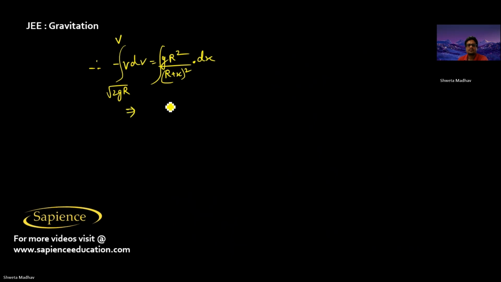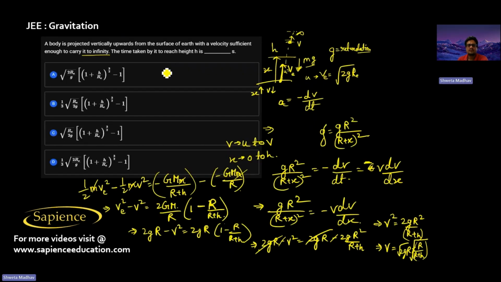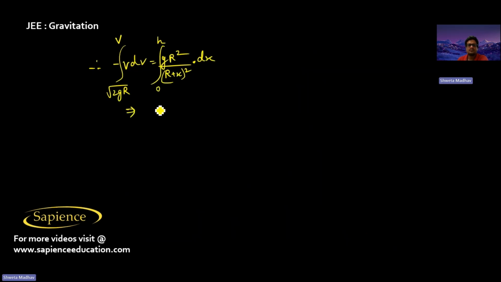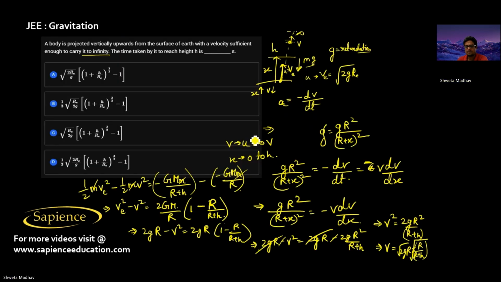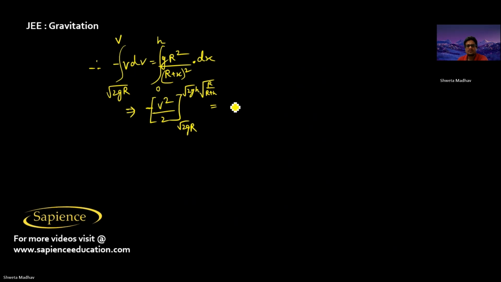This v is going from 0 to h. With this, if you integrate, this will become minus v square by 2, going from root 2gR to root 2gR into root over R by R plus h, and is equal to gR square into this. If you take x plus R as y, then dx would be equal to dy.